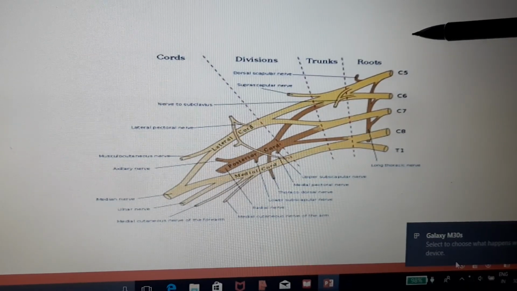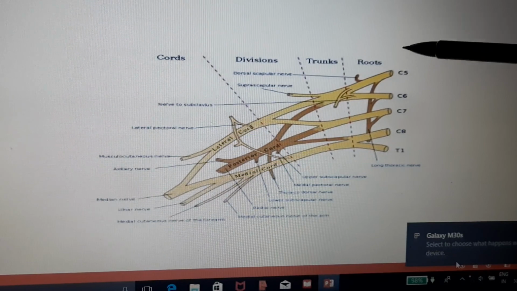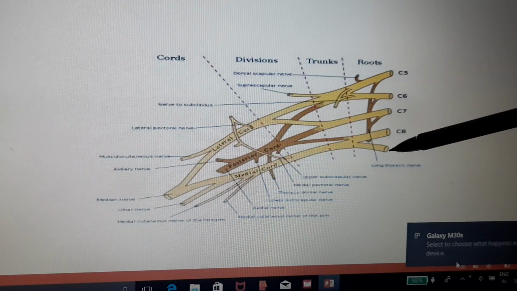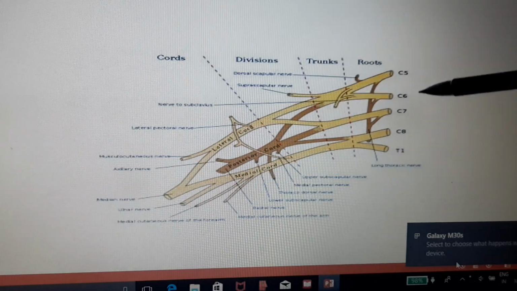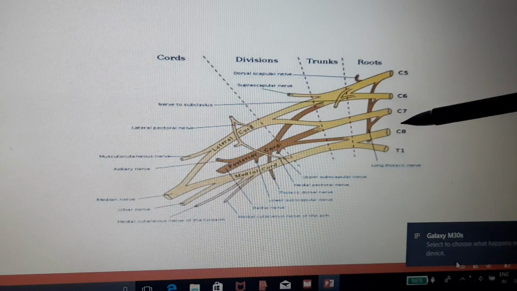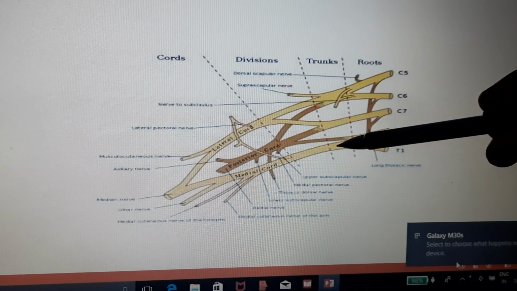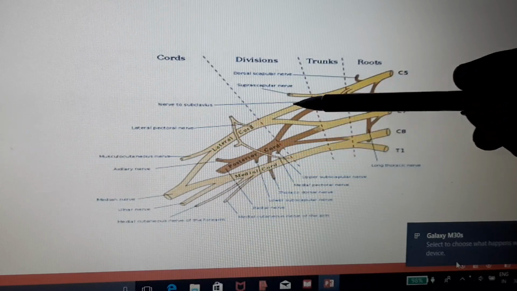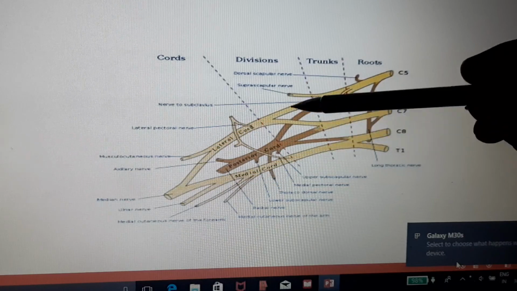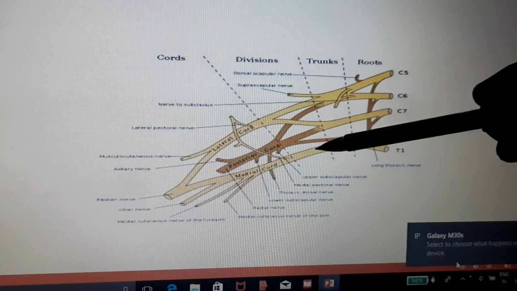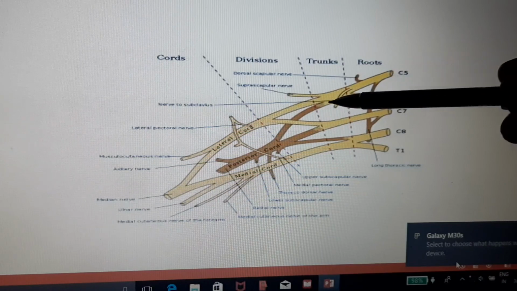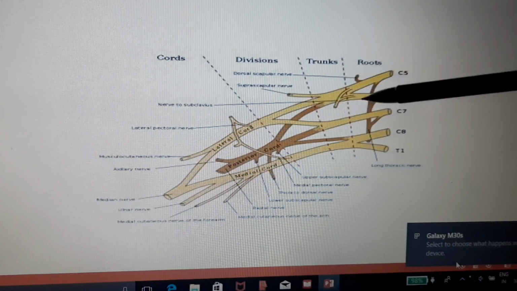Here what you are seeing is the brachial plexus. The brachial plexus is formed by the ventral rami of C5 to T1 spinal nerves. C5, C6 form the upper trunk, C7 continues as the middle trunk, and C8, T1 meet with each other and form the lower trunk. Then the trunks divide into anterior and posterior divisions. These divisions of the brachial plexus take place just behind the clavicle. In the posterior triangle of the neck, we can get the roots and the trunks and their branches.